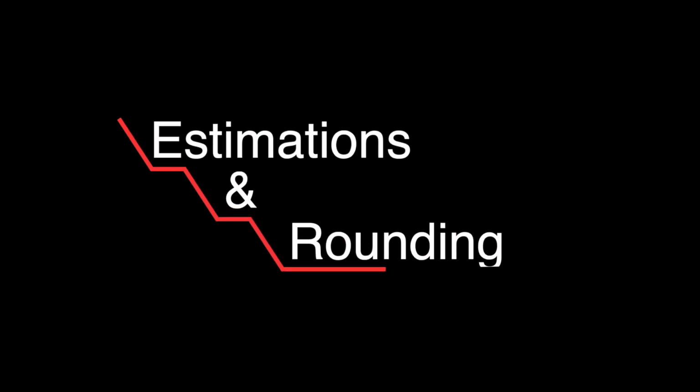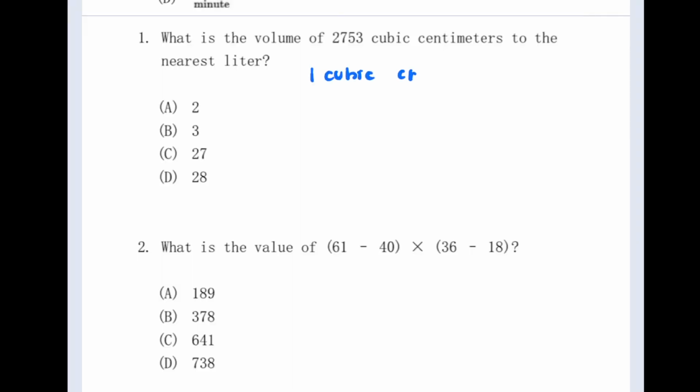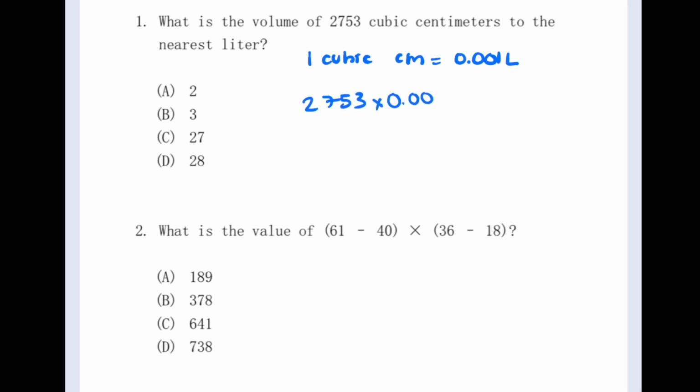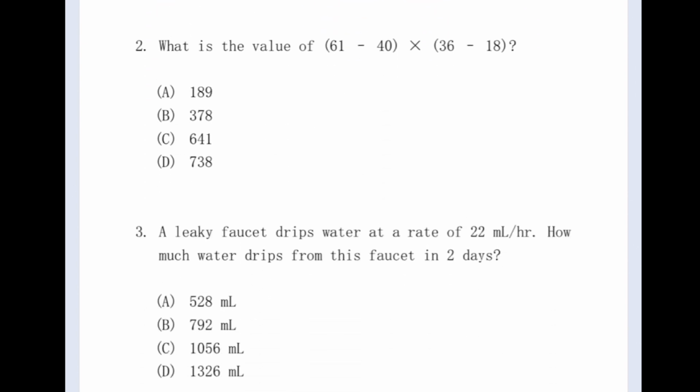Okay, now let's talk estimations and rounding. What is the volume of 2,753 cubic centimeters to the nearest liter? You need to memorize that 1 cubic centimeter equals 0.001 liters. So we're going to take 2,753 and multiply it by 0.001. An easy way to do this is just move the decimal place over 3 spots, and we will get 2.753. So we're going to round up to 3.